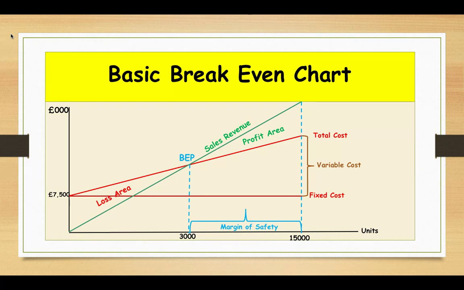So the business is making profit on the 12,000 units of its products sold, and its sales could fall by 12,000 units before the break-even point is reached. That means in order to reach the break-even point, this particular business has to lose 12,000 units worth of sales.